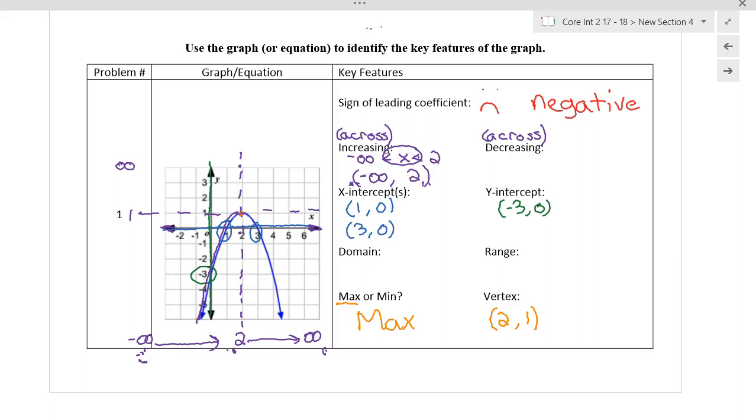All right, let's look at decreasing. I'm going to look at this section of my graph. It's going down. It's decreasing. That's from 2 to infinity. Again, the way you would have written it before is 2 is less than x, which is less than infinity.